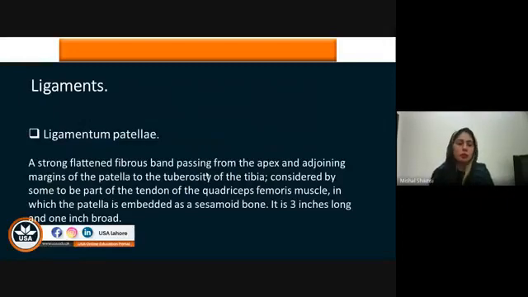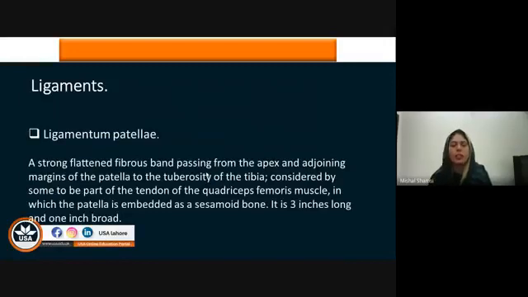The ligaments of the knee joint are very important, and first of all, the most important ligament is the ligamentum patellae. As the name indicates, it is related to your patella. The ligamentum patellae is a strong, flattened, fibrous band passing from the apex and margins of the patella to the tuberosity of the tibia. So it's a ligament that joins the tuberosity of the tibia with the patella. And it is sometimes considered as the extension of the tendon of the quadriceps femoris muscle.